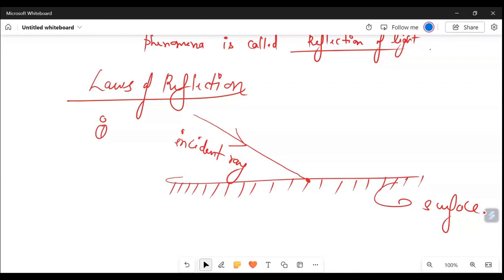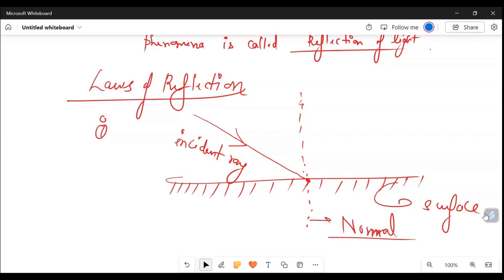Now this is the surface, so we need to draw one perpendicular line to the surface. It is an imaginary line, so I am drawing it with dots. It is always perpendicular to the surface. We call it the normal to the surface. N-O-R-M-A-L, normal to the surface. So this is an imaginary line we have drawn.